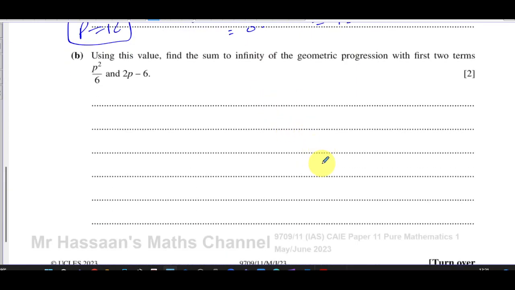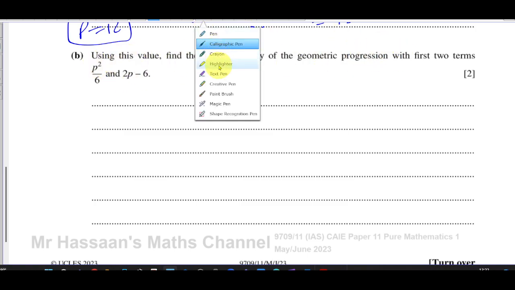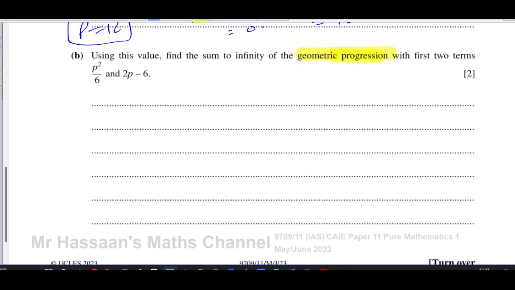Then part B says, using this value of P, find the sum to infinity of the geometric progression, which has the first two terms, P squared over 6 and 2P minus 6. So now we're talking about a different progression. This is now a geometric progression. And if we use P equals 12 in this progression, we're going to have 12 squared over 6, and we're going to have 2 times 12 minus 6 as our first two terms.